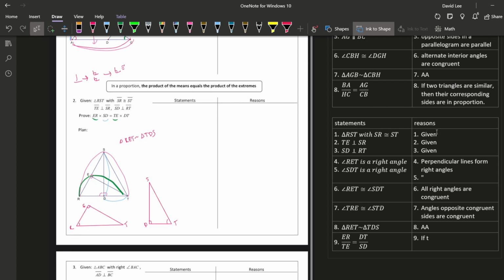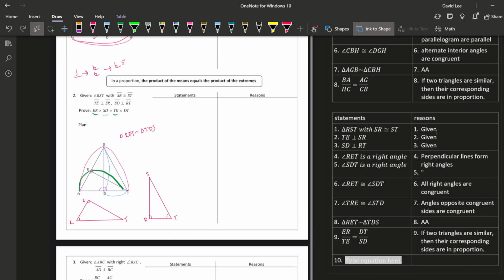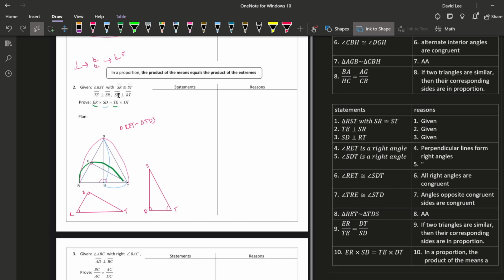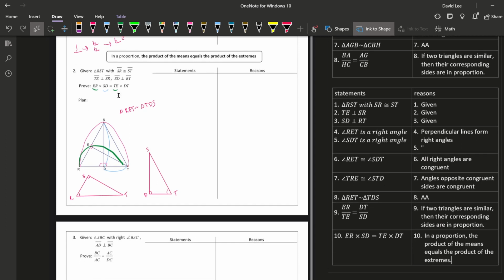So this is going to be the previous thing, if this is what your teacher wrote: if two triangles are similar, then their corresponding sides are in proportion. And then you have to do one final step because the question says ER times SD equals TE times DT. And the final step, this is what your teacher wrote, in a proportion, the product of the means equals the product of the extremes. That's it.